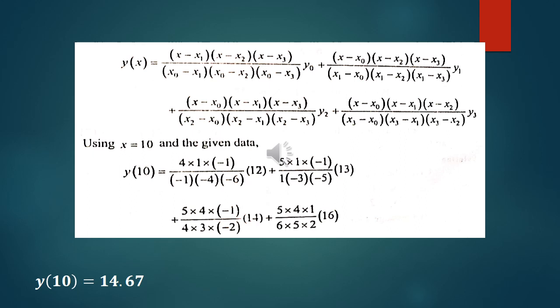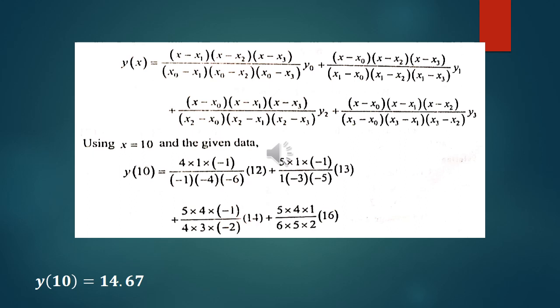Applying Lagrange's formula for the terms y0, y1, y2 and y3, we write y of x equals x minus x1 into x minus x2 into x minus x3 divided by x0 minus x1 into x0 minus x2 into x0 minus x3 into y0 plus dot dot dot. The last term is x minus x0 into x minus x1 into x minus x2 divided by x3 minus x0 into x3 minus x1 into x3 minus x2 into y3.